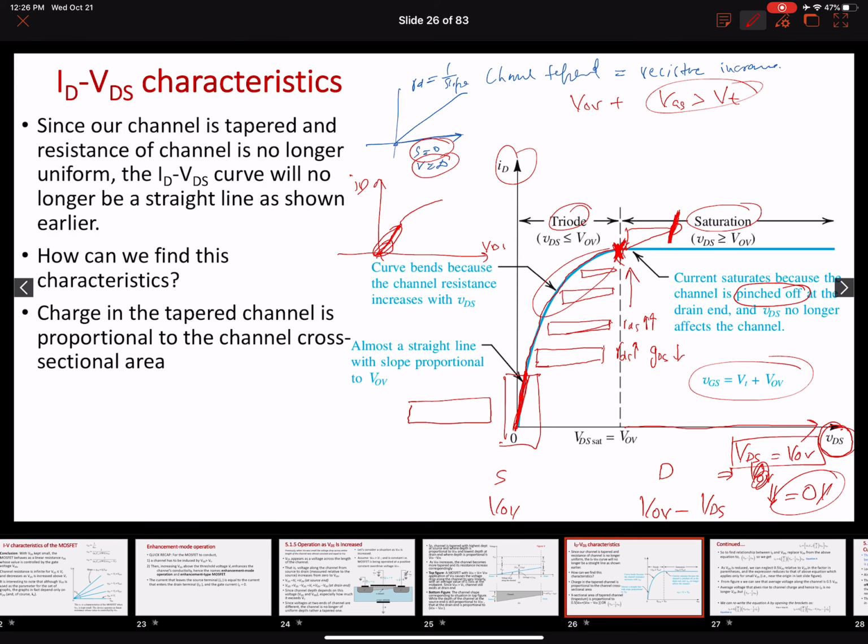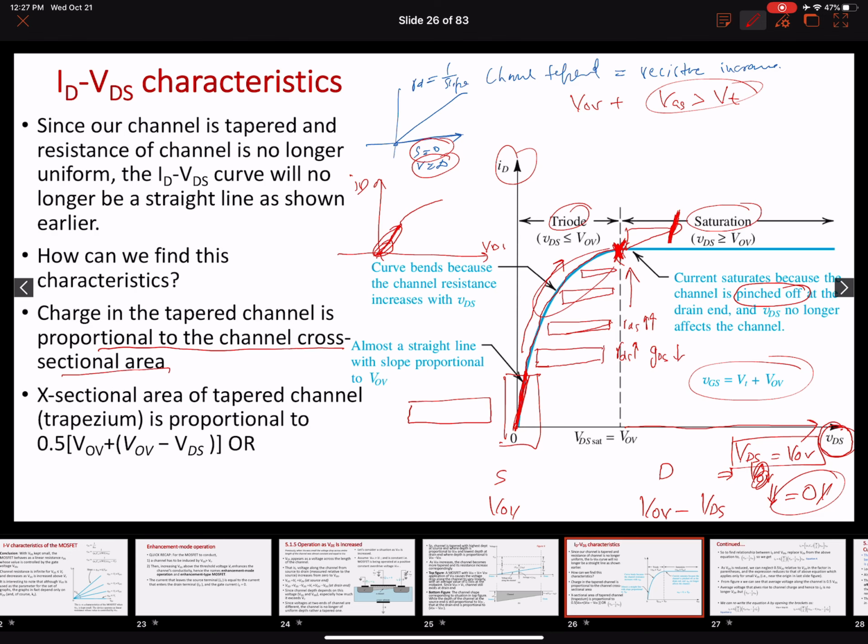The charge in the tapered channel is proportional to the channel cross-sectional area. We talked about this, right? As we are moving forward, the tapering is increasing. Another thing over here is that the cross-sectional area of the tapered channel is proportional to this. This is essentially the cross-sectional area of a trapezium. You can find it out. And this is proportional to this.